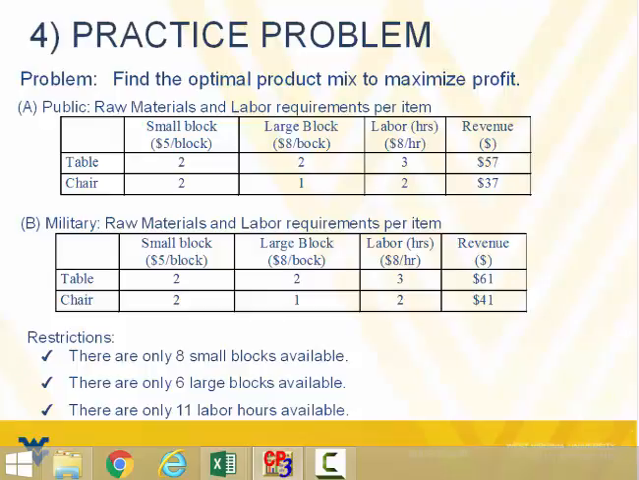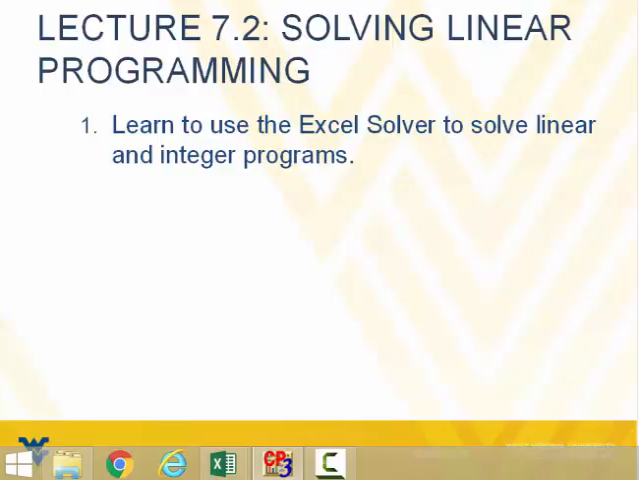What are our system constraints? So that's one, labor hours. Raw materials, small and large bricks, right? So we have three resource constraints. Okay? It's a typical production problem. Okay? We're going to learn how to solve this in Excel.